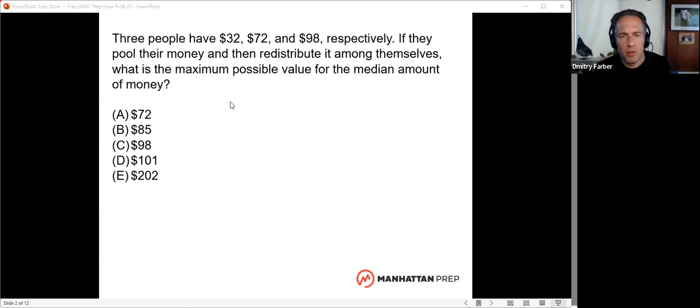Okay, so looking at what we've got, they've given us some money to redistribute to some people, and they want to know about maxing out the median. So min-max problems often involve both ideas. If I'm going to maximize one thing, I'm going to minimize something else.